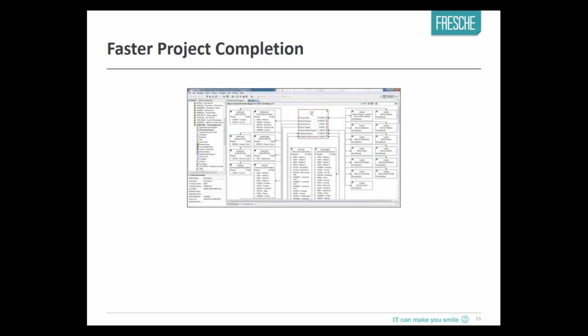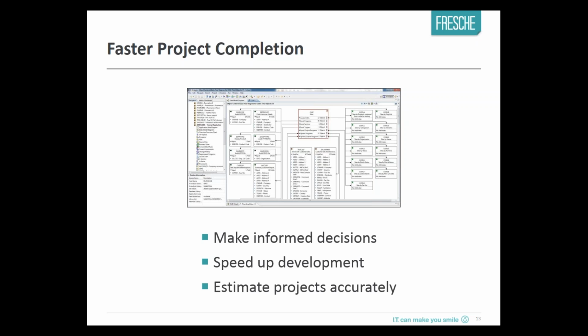So looking at some of the benefits of Fresche View, you get faster project completion. Once you know and understand your system, you can make informed decisions. You're speeding up not just development, but maintenance of applications as well. And this also helps you estimate projects more accurately. You'll know the impact, but you'll also be able to help your quality assurance team, saying, what do I need to test? What applications are affected here? How do you enter into those applications?